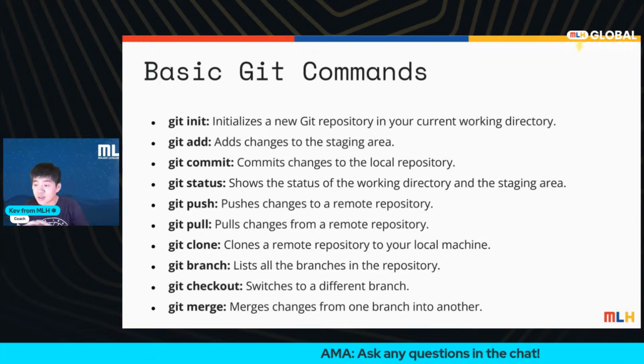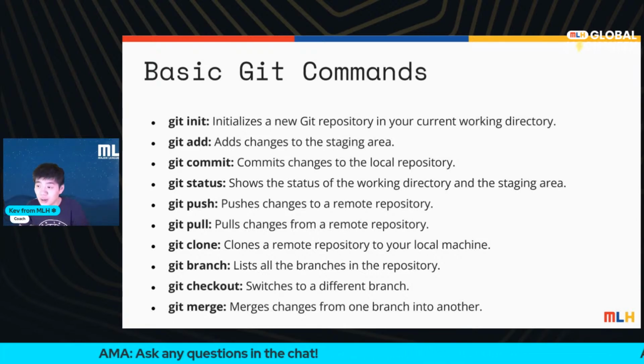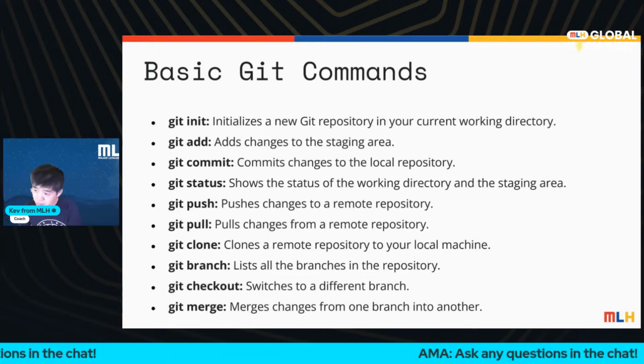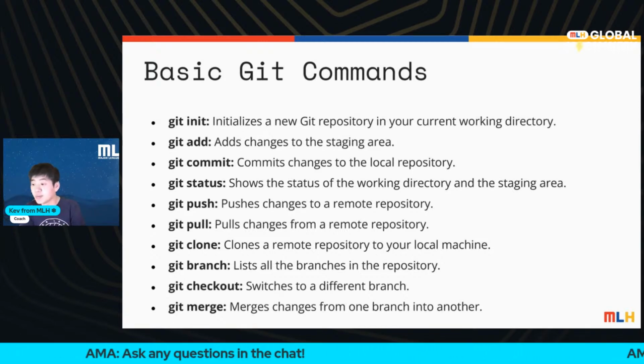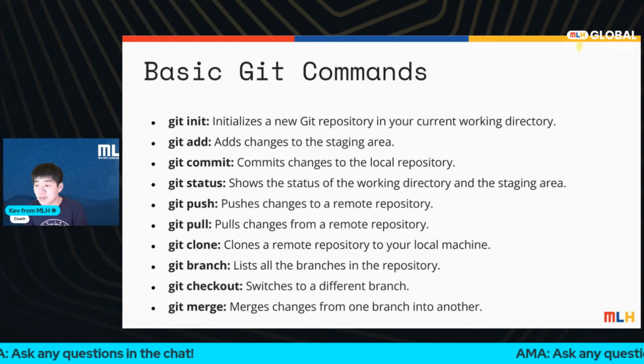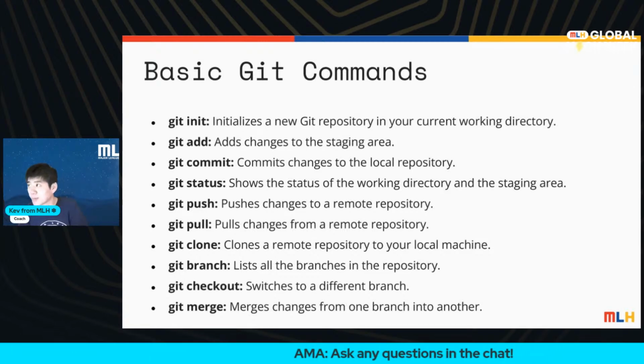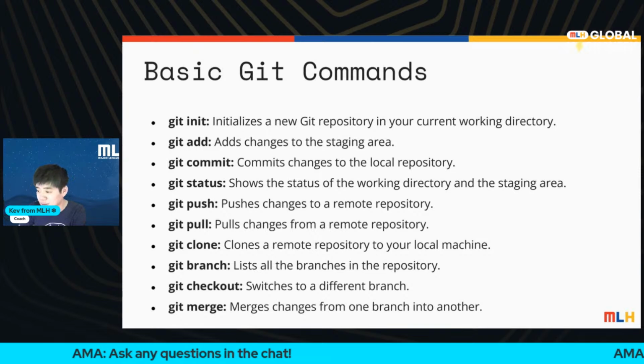Git clone allows you to make a copy of any repository onto a local machine, and a local machine can also be a remote machine. I'll go over that in a second. Git branch will list all the branches in your repository. Git checkout allows you to move between branches. Git merge merges multiple branches together, so you can merge from one branch into another. Before we go into security features, let's see if we can get a better understanding of this.